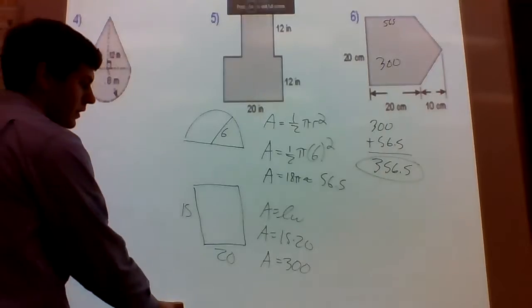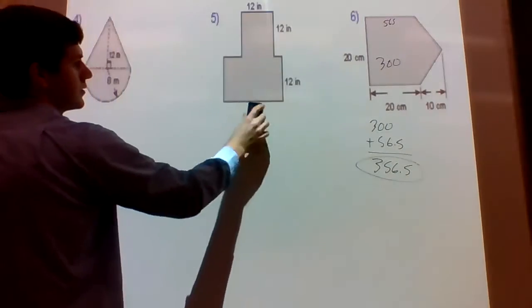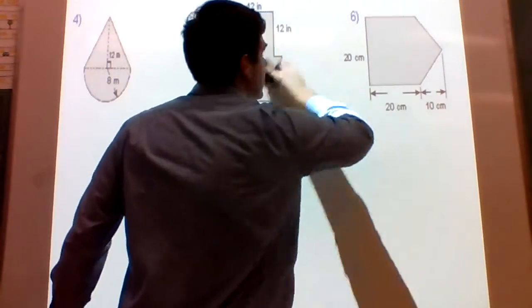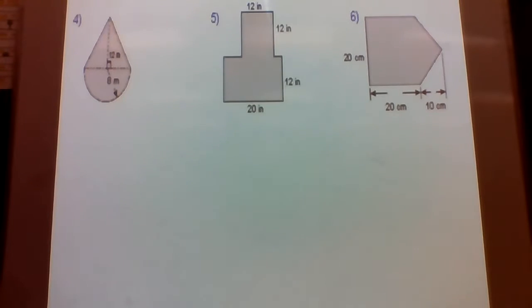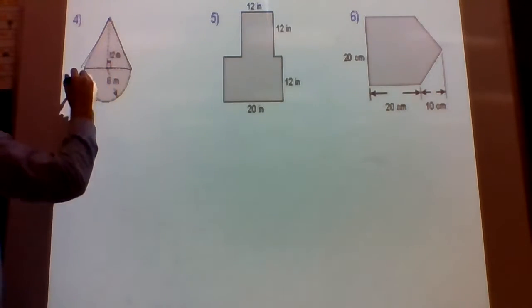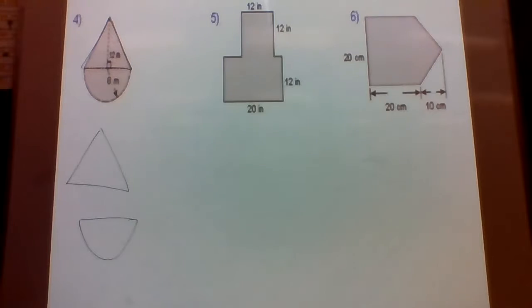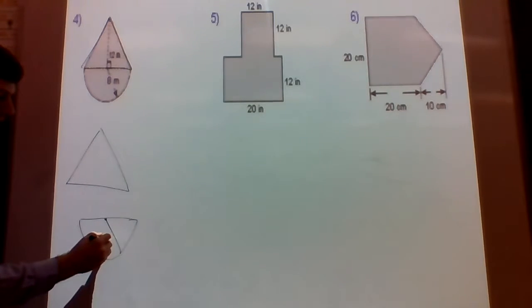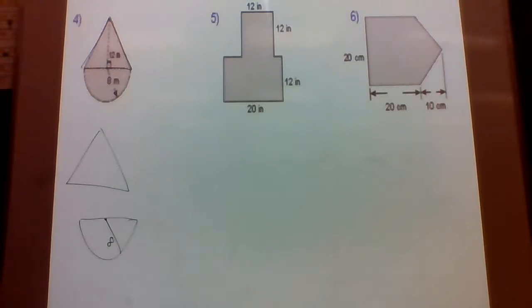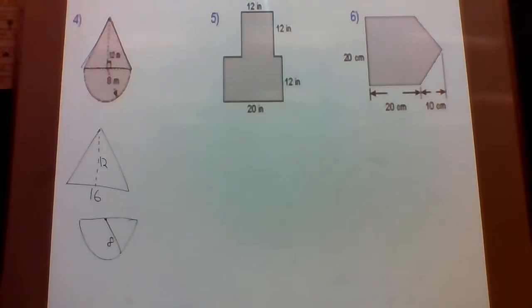Next set of problems we did in class. Right, so number 4, we can break it up into a triangle and a half circle. The half circle has a radius of 8. The triangle has a height of 12, and it's going to end up having a base of 16. Some students struggled with where we got the 16 from.